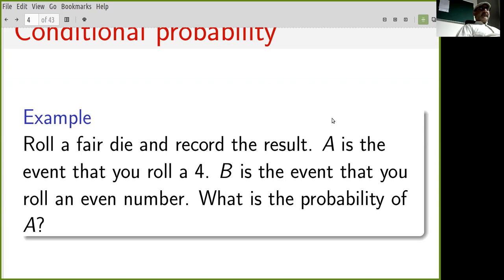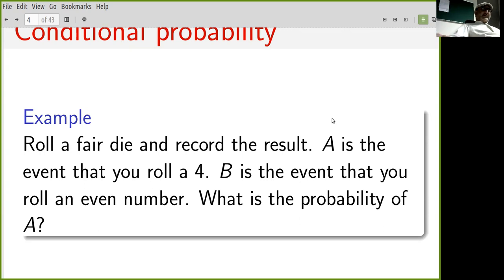Okay, and if I wanted the event that you roll an even number, well, how many elements are in B? What's the cardinality of B? That's 2, 4, 6. So there are 3 elements in B, and there are 6 elements in S. So 3 out of 6 is 1/2. So the probability of A is 1/6. The probability of B is 1/2.